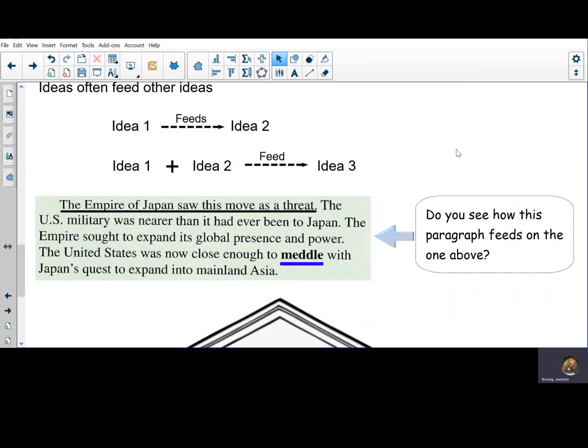Meddle just means bother or interfere. The United States is now close enough to mess with Japan's attempt to take over Asia. Is mainland a country? Where's that place?